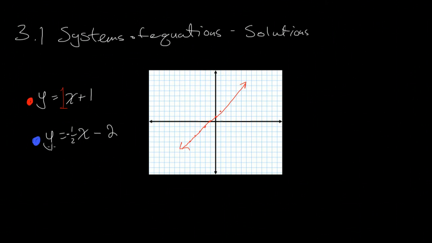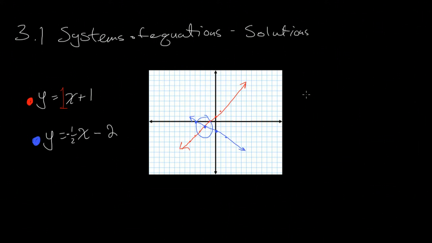Well, our blue line is y is equal to negative 1/2 x minus 2. So it crosses the y-axis here at negative 2. And I'm going to go up and back, positive and then negative. So I go up 1 over 2, and I have another point there. So these two lines will cross right at that point there. Right at that intersection point. Right here. And that point is negative 2, negative 1.